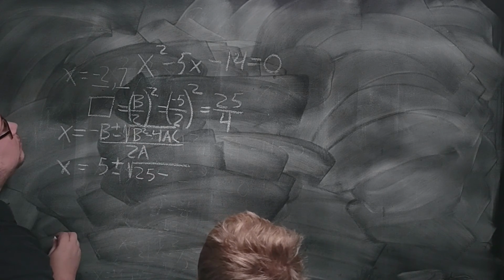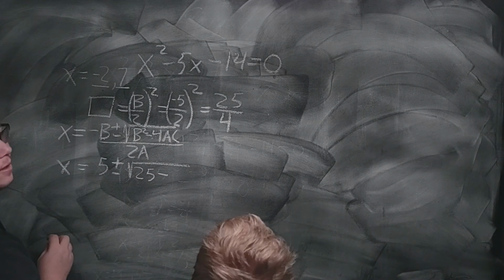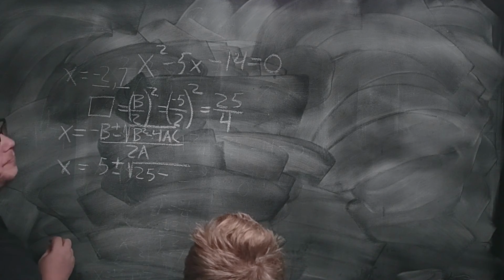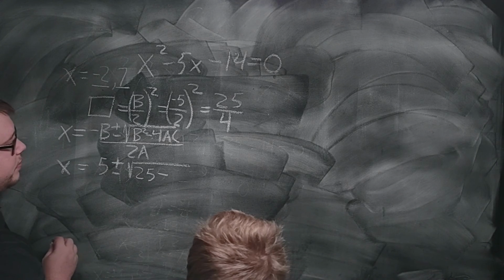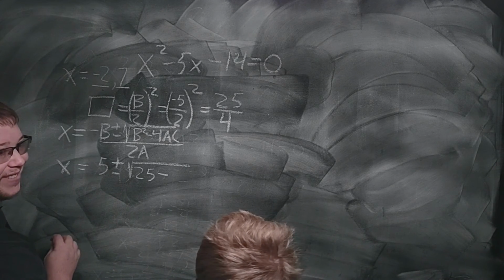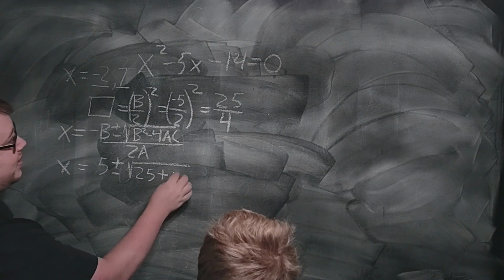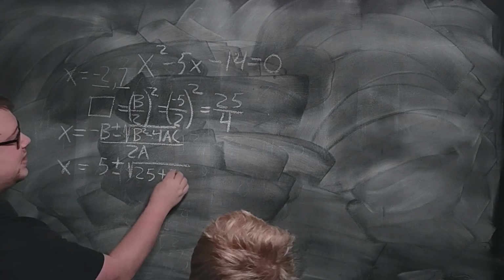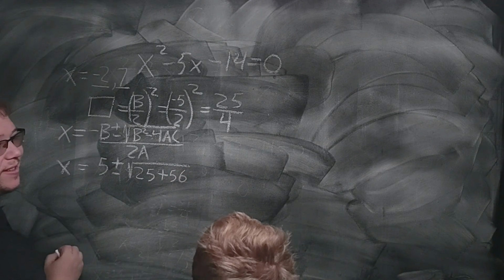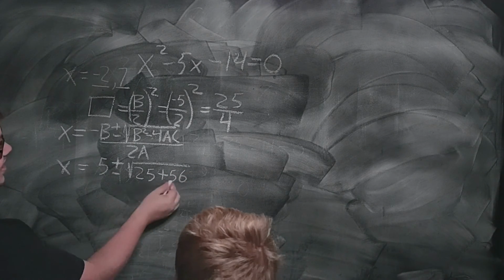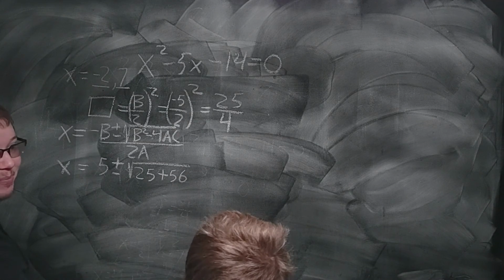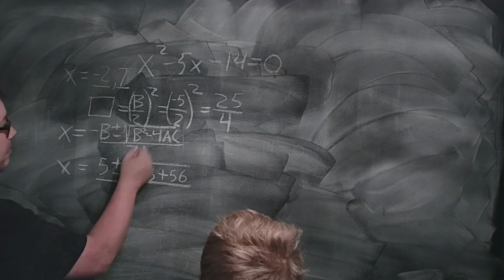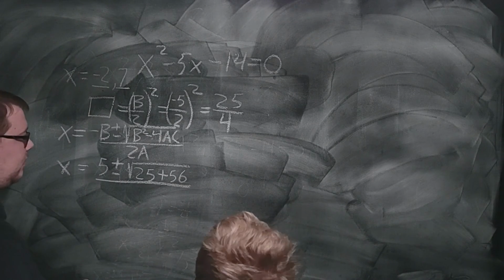Minus, what's 4ac? 4 times 1 is 4, times negative 14 is... We did it earlier. Remember? 4 times negative 14 is negative 56. Right? Because this is basically the same thing as completing the square. It's just a little easier. Okay, over 2a. What's 2a? 2.